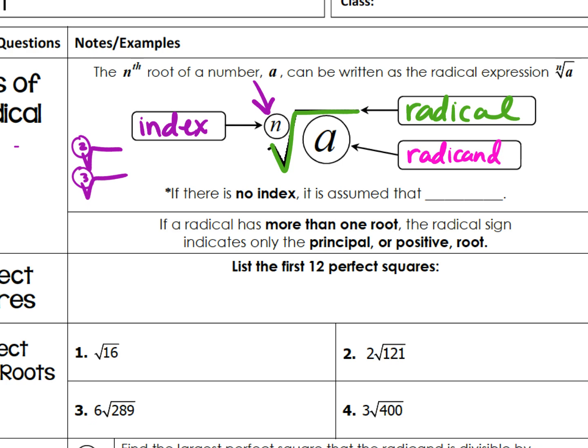And then this just says if there is no index. If there's no number written there, if it just looks like this, there's no index here. If there's no index, we assume that that n value is always 2. So if there's no number written in, it's a square root. If there is a number written in, then you use the number that's there, okay?